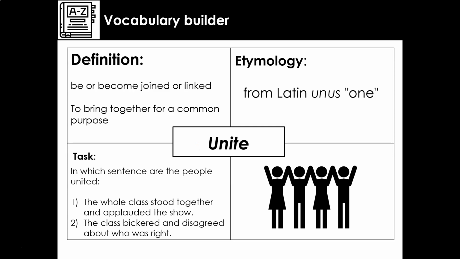I'd like you to tell me which sentence the people are united in. I'll read both sentences and then you can show on your hands whether it's sentence 1 or 2. Number 1. The whole class stood together and applauded the show. Number 2. The class bickered and disagreed about who was right. Okay, now's your chance to show, is it sentence 1 or sentence 2?